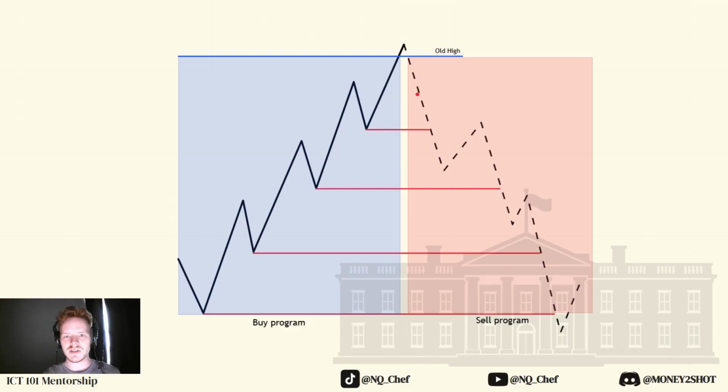Imbalances, PD arrays, OTE, order blocks, IFVGs, whatever. And we want to be targeting these lows over here, because why? There's liquidity. And when we take out liquidity, we have potentials always for reversal. So we can have a run like this, but we can just completely reverse after.